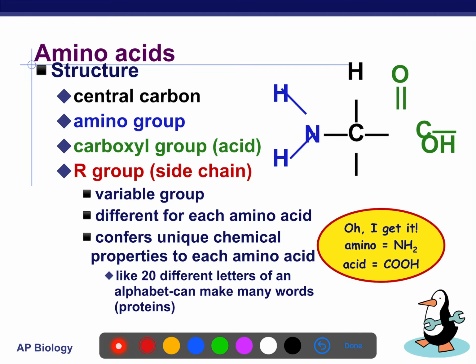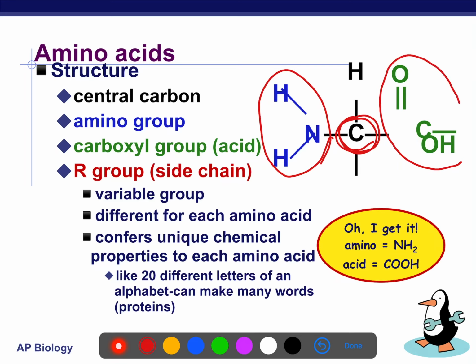So amino acids have 3 parts to them. They have a central carbon, okay? So the central carbon that's right here is going to be connected to an amino group. And remember, amino has that nitrogen. It's going to be connected to a carboxylic group. So that's C double bonded to an OOH. And then it's going to have this thing called an R group, or a side chain, and that's going to be connected to that central carbon.